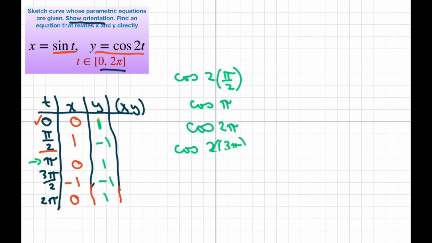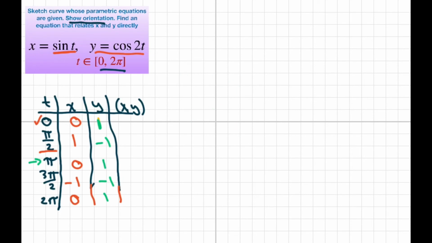So here are your points. And let's write the ordered pairs. This is your initial point, 0, 1. Your terminal point is also 0, 1. So the initial point and the terminal point are the same. So let's see what we get when we graph this.